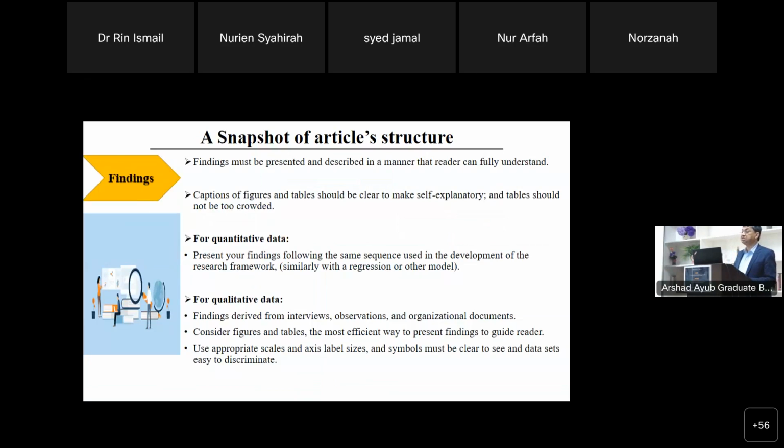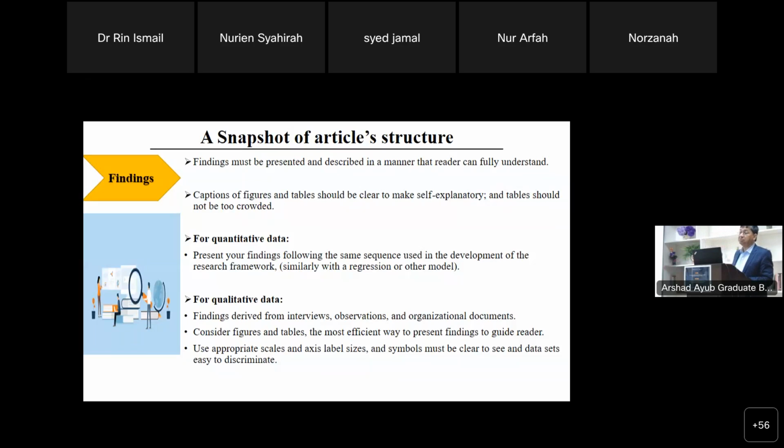Findings must be presented and described in a manner that the reader can fully understand. Captions of figures and tables should be clear and self-explanatory, and tables should not be crowded. So we said this has become normal now. A table must stand on its own. It's like an X-ray report. When you look at the table, you don't have to go to the main text of the paper to understand it. The table will tell its own story. I find that authors don't pay attention to this.